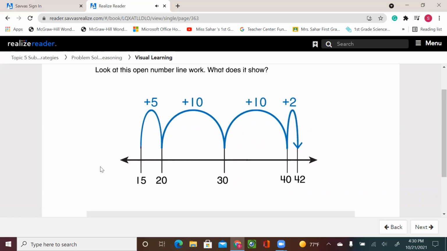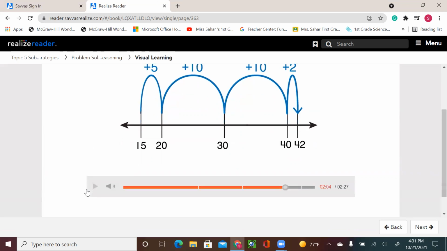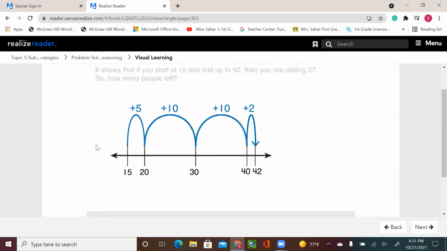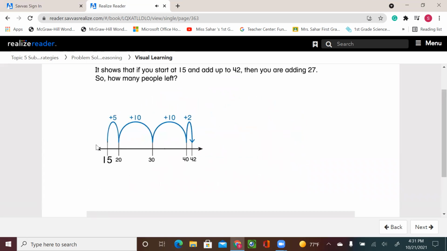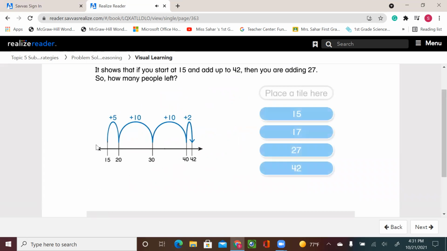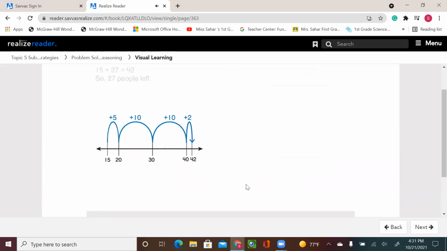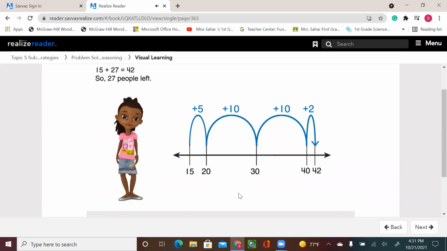Look at this open number line work. What does it show? It shows that we add till 42, and that's the mistake that Kelly did. She used the right strategy, as we said, but she did not add the numbers right, and she did not get the right answer. It shows that if you start at 15 and add up to 42, then you are adding 27. So, how many people left? Select your answer. 15 plus 27 is equal to 42. So, 27 people left.